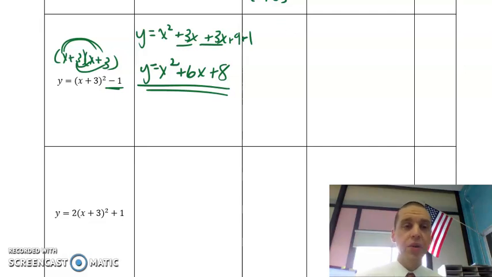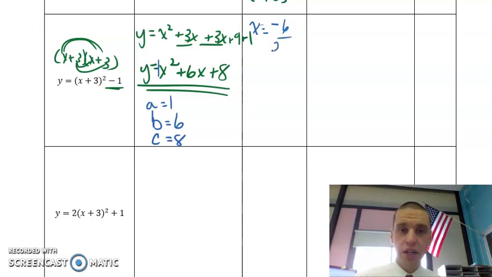Now, to find our vertex, I have to do this x = −b/2a. Our a here is 1, our b here is 6, and our c is 8. So x = −b over 2a, negative 6 over 2 times 1, because the a is 1 here. So we're going to get x = −3. This is our x value of the vertex. The vertex is the highest or lowest point in a quadratic.